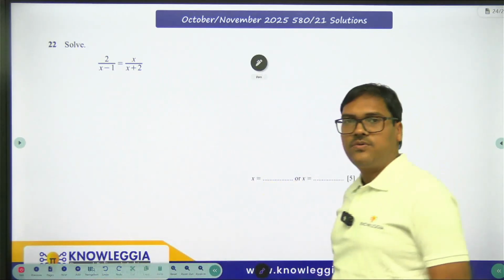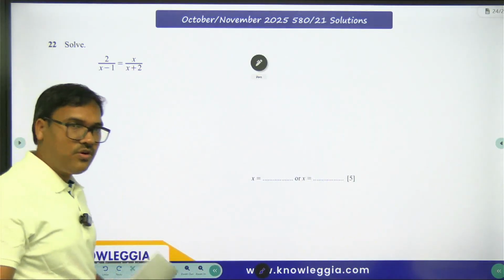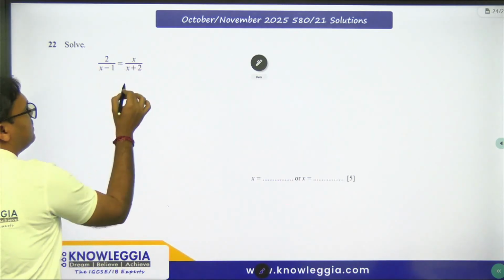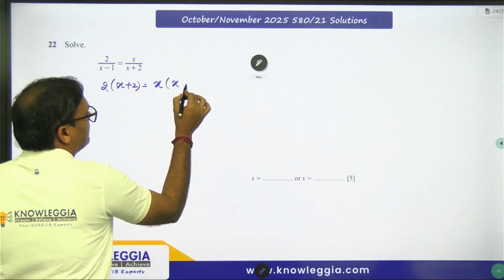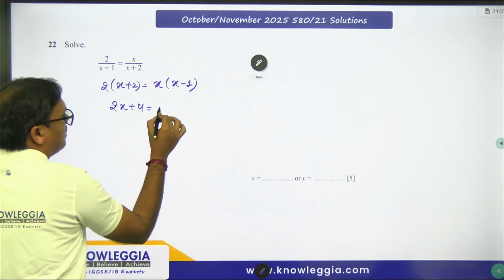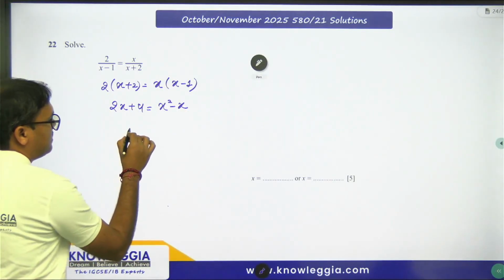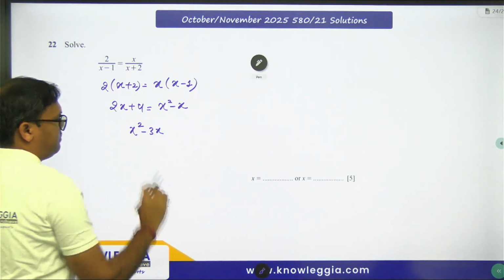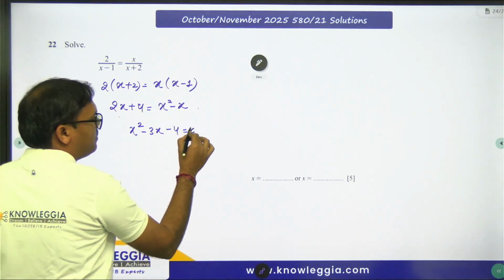Next question, you have to solve this equation. If you have to solve this, you have to convert it to the form something equal to 0. Using the cross multiplication method, this is 2 multiplied with x plus 2 and x multiplied with x minus 1. Opening the brackets, 2x plus 4 equals x square minus x. Now rearranging the terms, this is x square, subtracting 2x, so this will become minus 3x and minus 4 equal to 0.